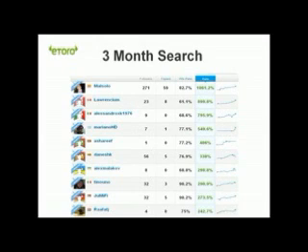Again, as I said, he only had 59 copiers at that point, just because somebody doesn't have a lot of copiers doesn't mean that they automatically aren't good. It's something you need to research.